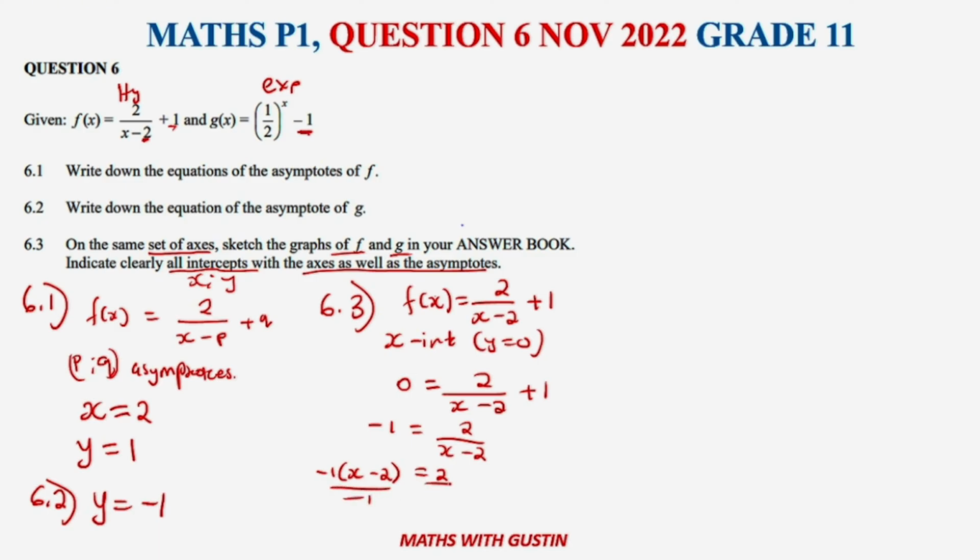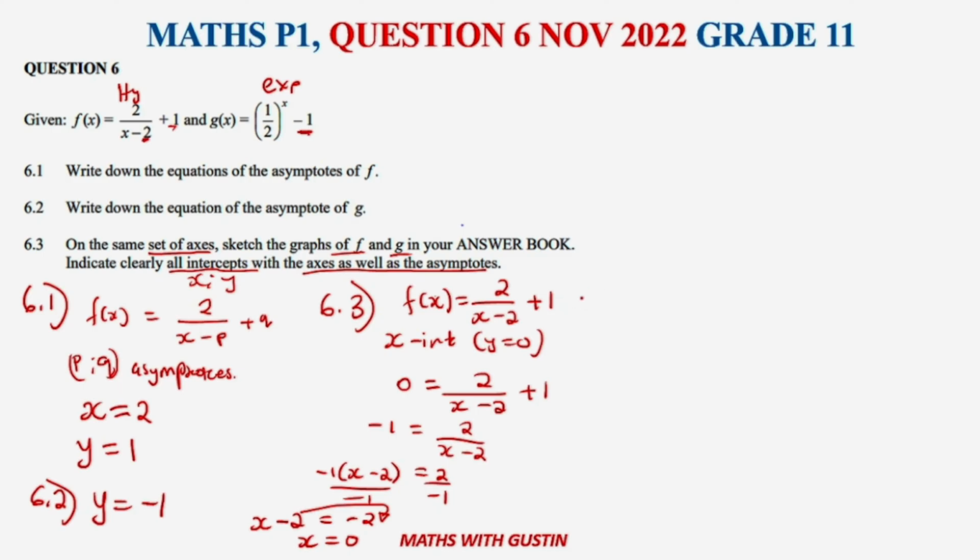Divide everything by minus 1. Guys, this is just algebra. I know you are thinking you could do this a bit differently. No problem, as long as you get to the right answer. Minus 2 is equal to minus 2. Therefore take this 2 to that side and you are going to have x is equal to 0. So when y is equal to 0, x is equal to 0. That's our x intercept.